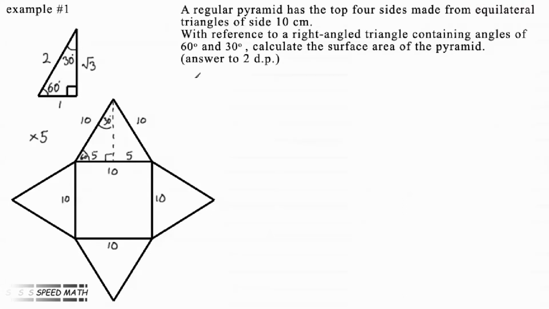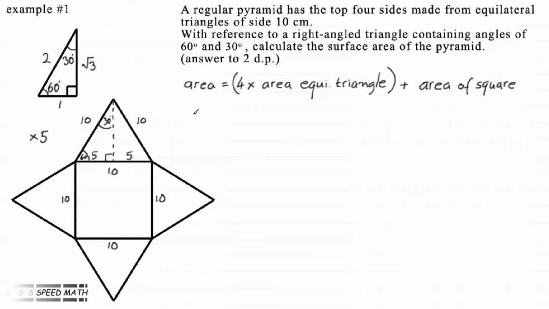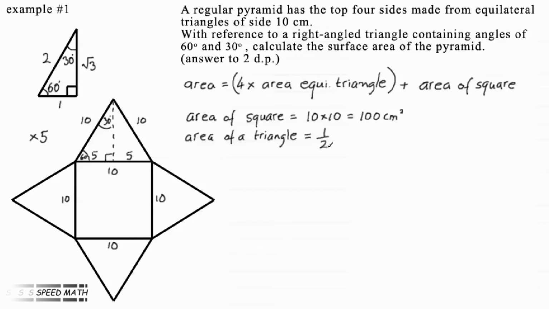Okay, so here we go. The surface area is equal to 4 times the area of a single equilateral triangle plus the area of the square at the base. The area of the square is 10 times 10, which is 100 square centimeters. The area of a triangle is equal to half the base times the height.